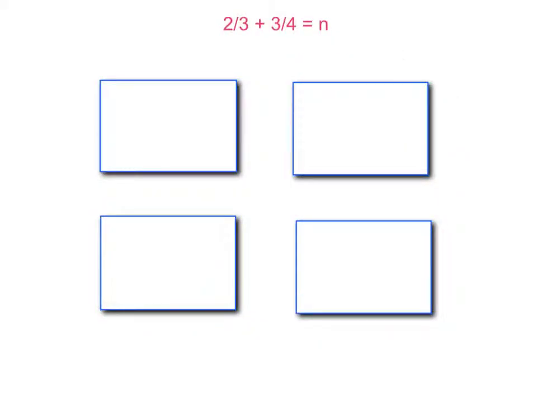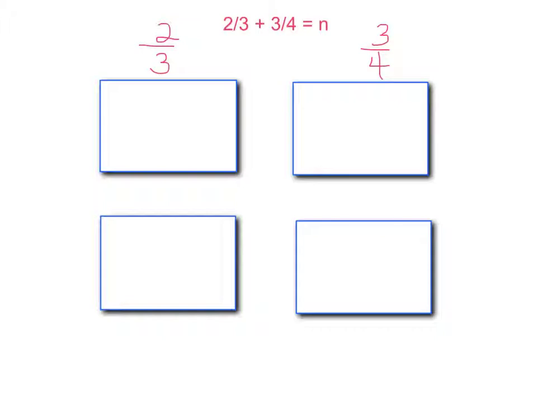Alright, let's try another one. This time we have 2/3 plus 3/4. So my first rectangle is going to represent 2/3. My second ones will represent my 3/4.